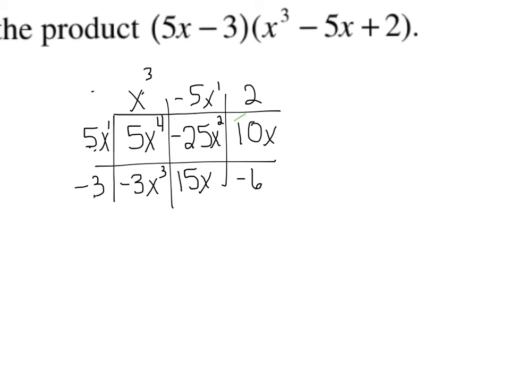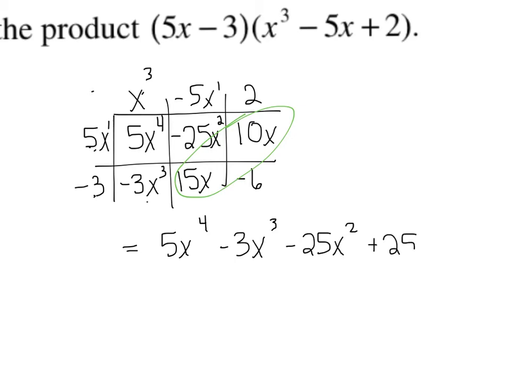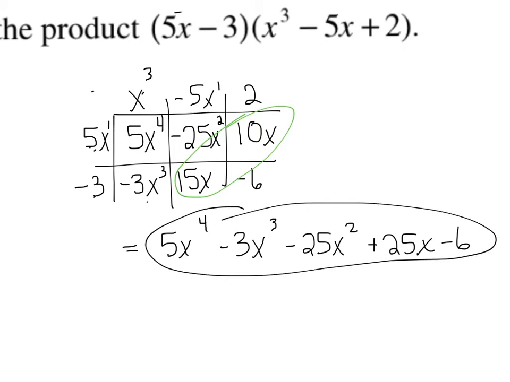So let's combine like terms. Those are the only like terms. So the final answer in standard form, the degrees going from high to low. The x to the fourth comes first, then the x to the third, then the negative 25x squareds. 15 and 10 is 25 x's. And last we have the minus 6. You can also FOIL that. You're welcome to FOIL it. You'll get the same answer.